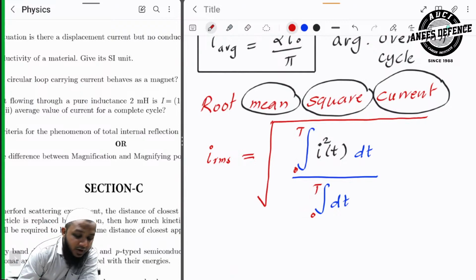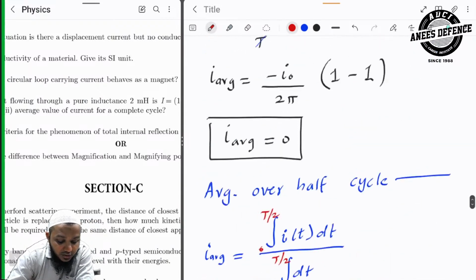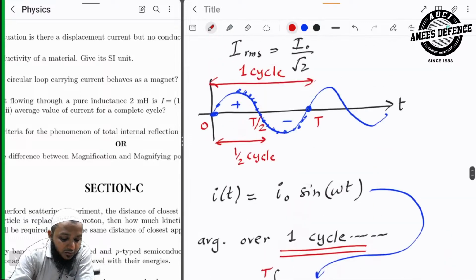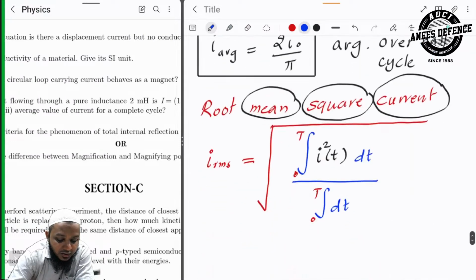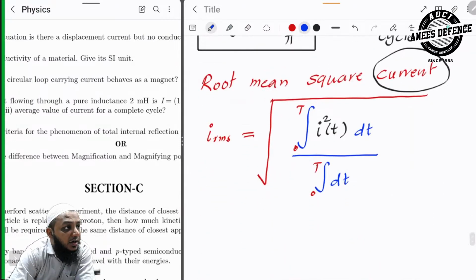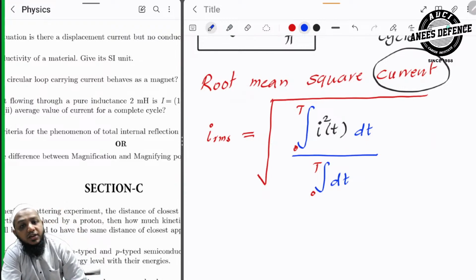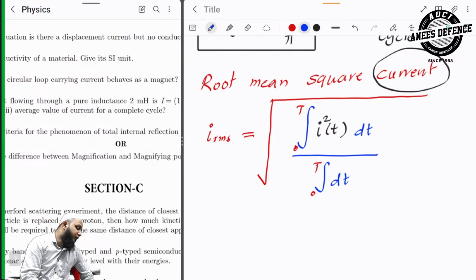Now the idea here is why we are taking over one cycle. See, we know the graph, that for one cycle the average value was 0. Why was it 0? Because all the positive values get cancelled by the negative values. Therefore, before taking the average, we are squaring the current. So what does squaring the current result in? Negative values will become positive. So therefore, there will be no cancelling out. Therefore, we are first taking the square of current and then integrating it.